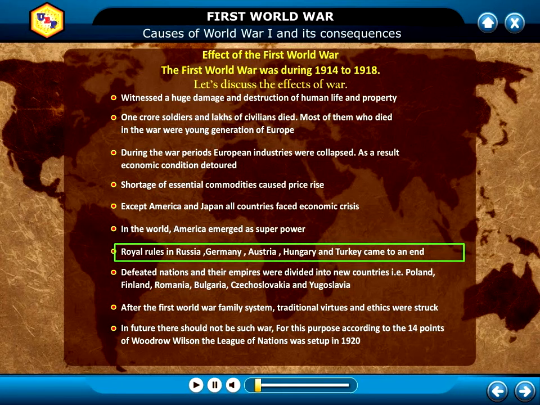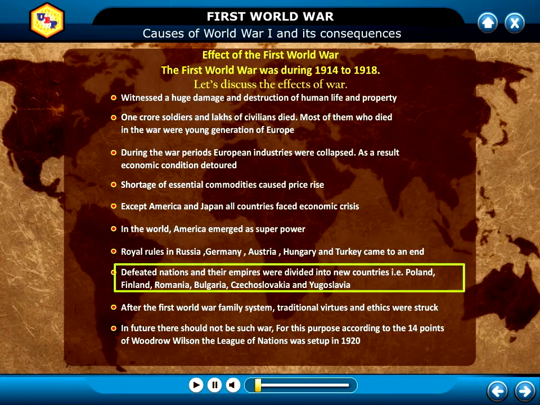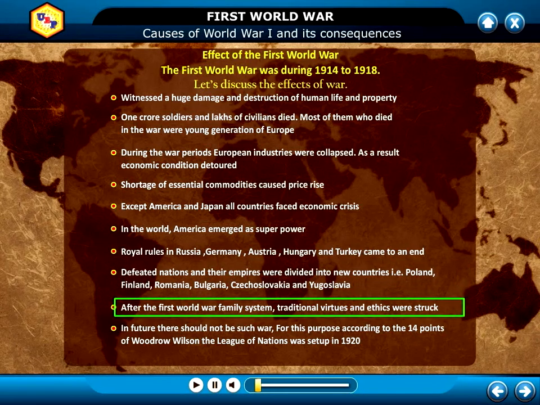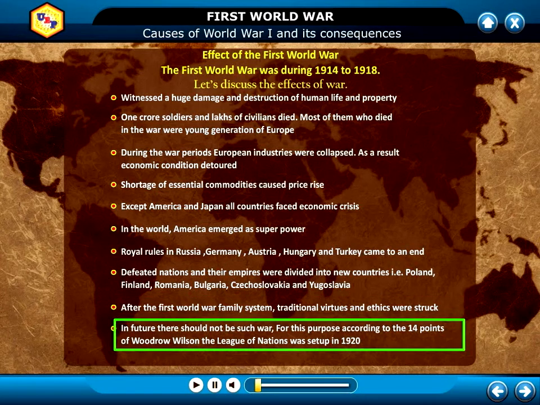Royal rules in Russia, Germany, Austria-Hungary and Turkey came to an end. Defeated nations and their empires were divided into new countries, that is, Poland, Finland, Romania, Bulgaria, Czechoslovakia and Yugoslavia. After the First World War, family system, traditional virtues and ethics were struck. In future there should not be such war. For this purpose, according to the 14 points of Woodrow Wilson, the League of Nations was set up in 1920.